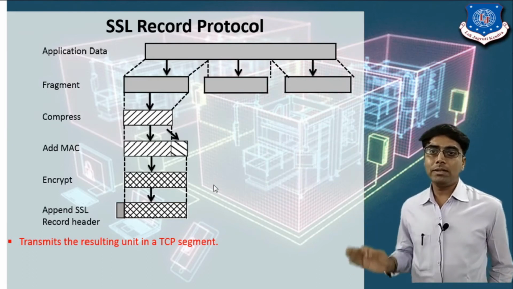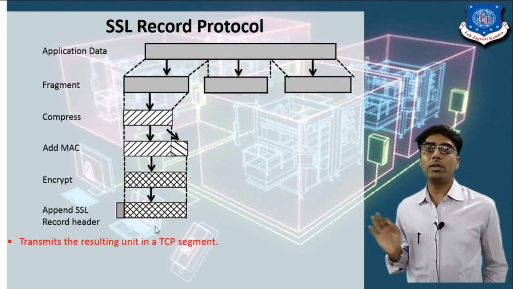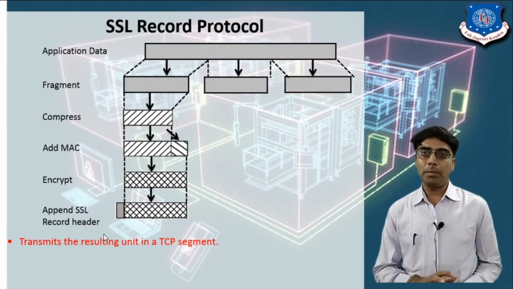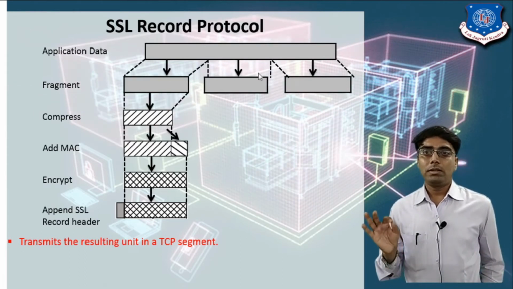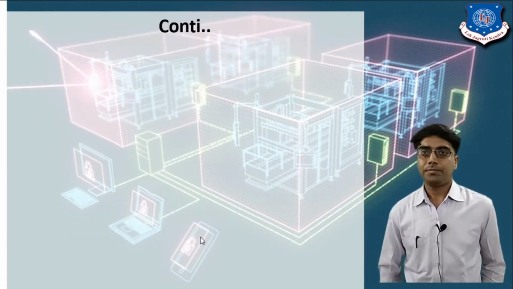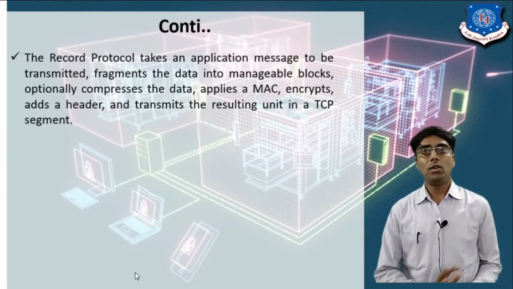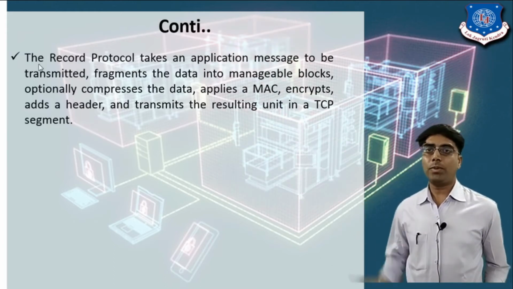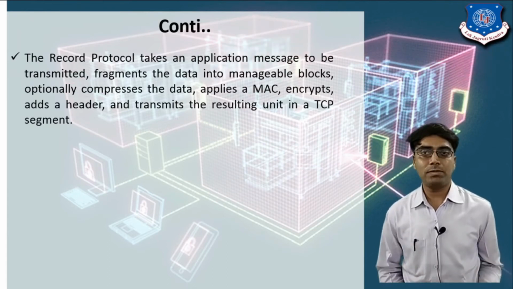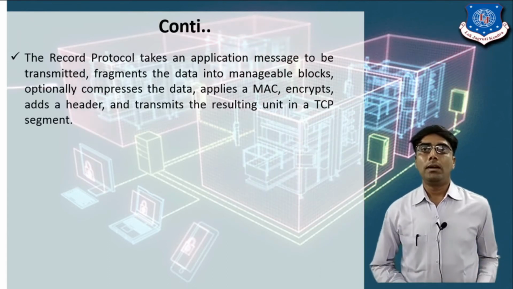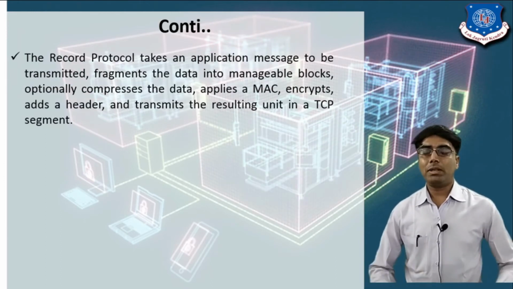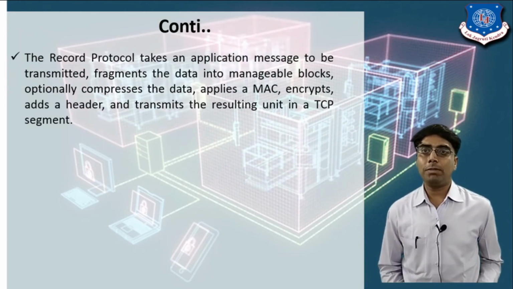Now transmit the resulting unit in a TCP segment. After completion of this step, we transmit this resulting unit in the TCP segment. So now we have seen all the things. The record protocol takes the application message to be transmitted. Now we fragment the data into manageable blocks. After that we apply the compression function.